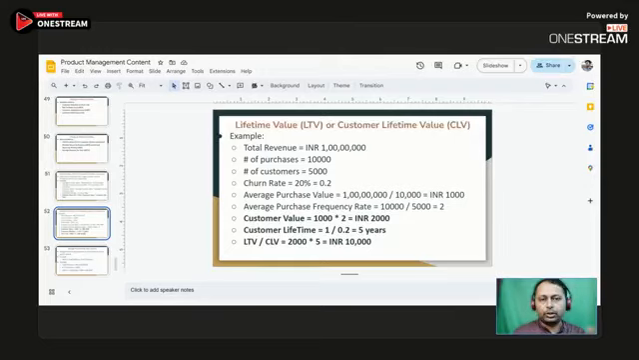Next, the customer value is the average purchase value, which is 1,000, into the average purchase frequency rate, which is 2. 1,000 into 2 is 2,000. So the customer value is 2,000, and next the customer lifetime is 1 divided by the churn rate, which is 1 divided by 0.2, which is 5. So that will be 5 years. The company is expecting the customers to stay with them for the next 5 years. So the customer lifetime value is derived based on the entire revenue of the company. Again, for one particular user, the customer lifetime value is going to be 2,000 into 5, which is customer value into customer lifetime.